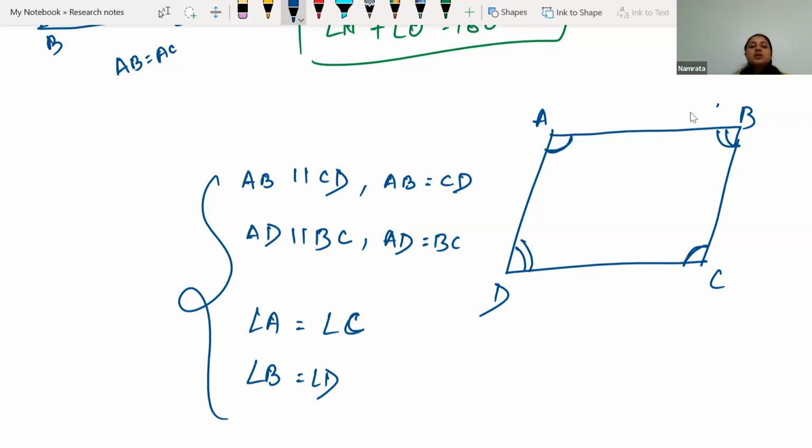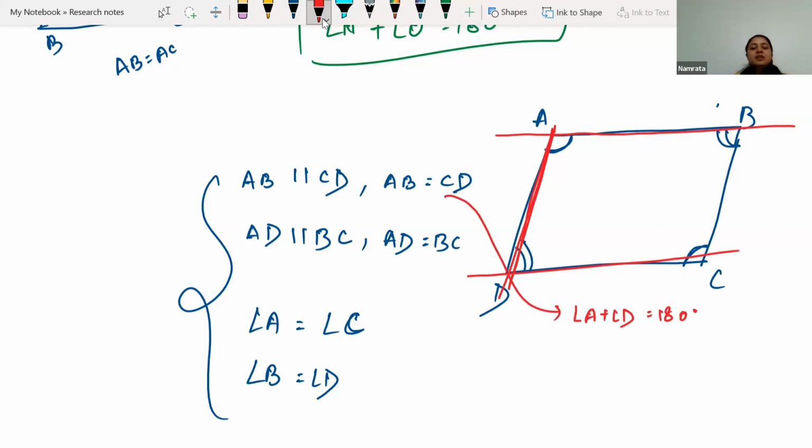Now one more thing you can apply here. Since I am saying that this and this are parallel, and this is a transversal, we can say here that angle A plus angle D is equal to 180 degrees. From where are we getting this? From its quality: if parallel sides are there, then the sum of interior angles on the same side has to be 180 degrees. Similarly, angle B plus angle C has to be 180 degrees.